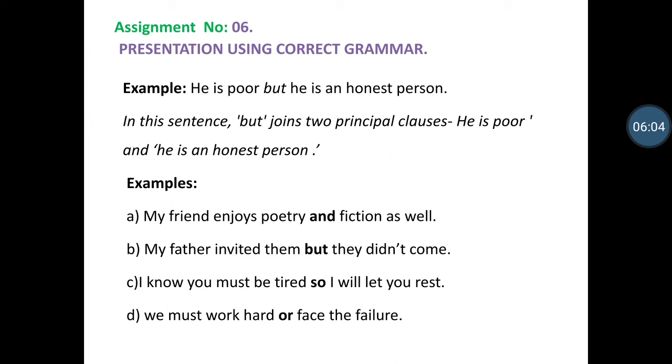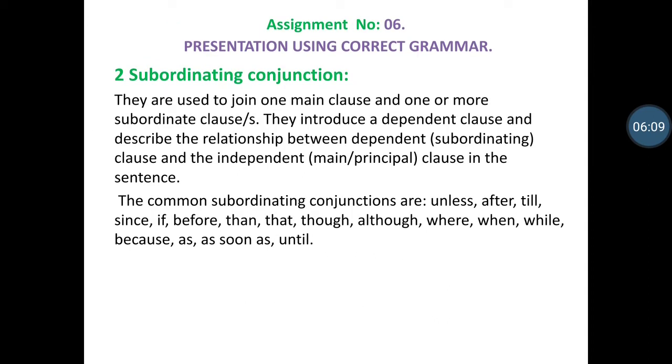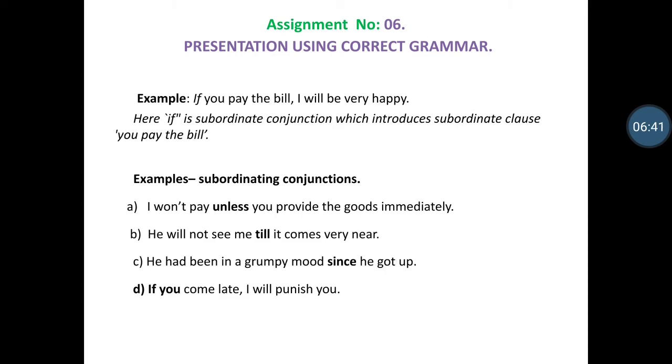And, but, so, or, etc. These are the conjunctions used to join sentences. Then second, subordinate conjunctions. They are used to join the main clause and one or more subordinate clauses. They introduce the dependent clause and describe the relationship between the dependent clause and the independent clause in a sentence. Common subordinate conjunctions are unless, after, till, since, if, before, than, that, therefore, although, where, when, while, because, as soon as, until, etc. These are the common subordinate conjunctions.